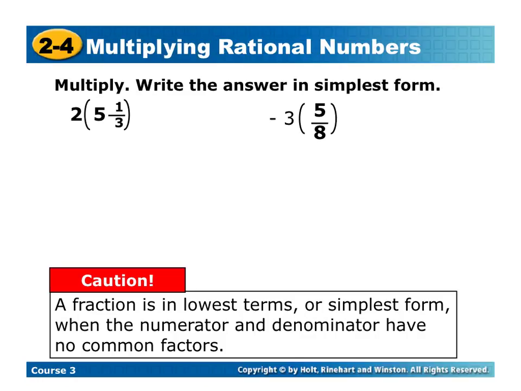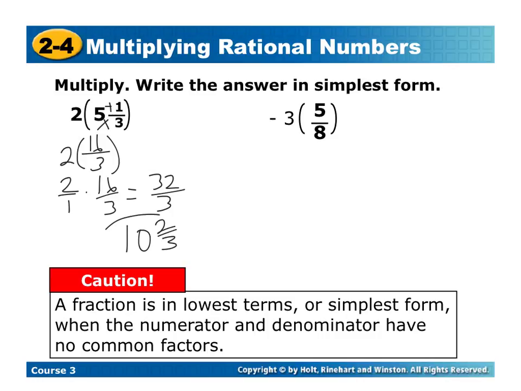If we got stuck on this first one, remember improper fractions we can change into mixed numbers by taking the denominator times the whole number and adding the numerator. So this essentially becomes 2 times, we have 3 times 5, which is 15, plus 1 is 16, 16/3, which is 2 over 1 times 16 over 3. I like to reduce before, if I can. Now 2 and 3 don't need it, as 1 and 16, so 2 times 16 would be 32 over 3. 3 goes into 32 10 times, so 2 left over. Both of those are positive, so we have a positive answer.